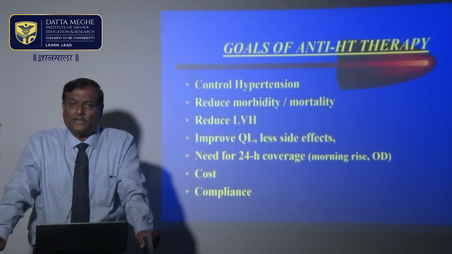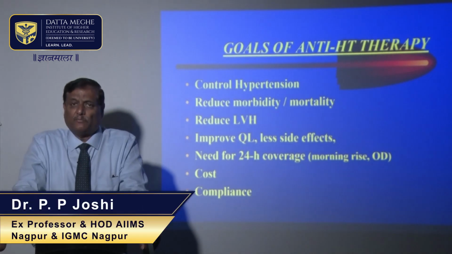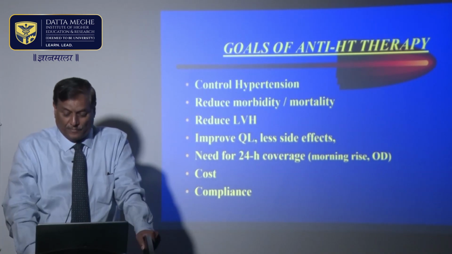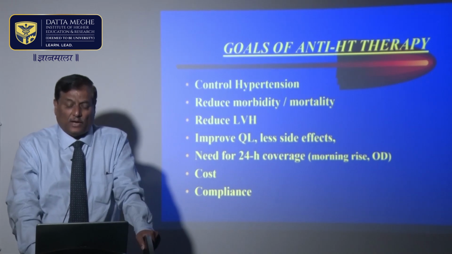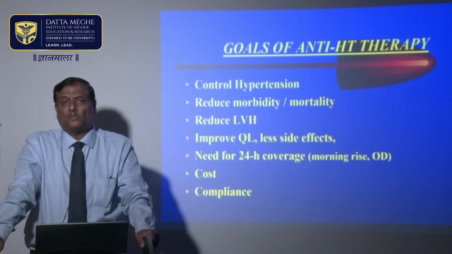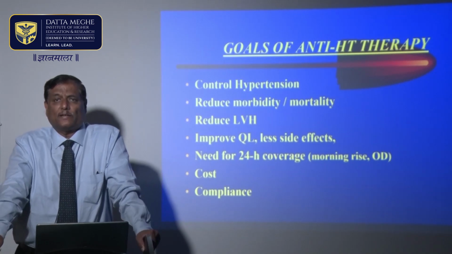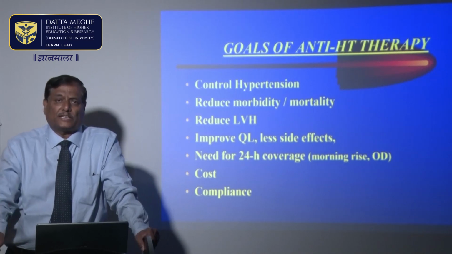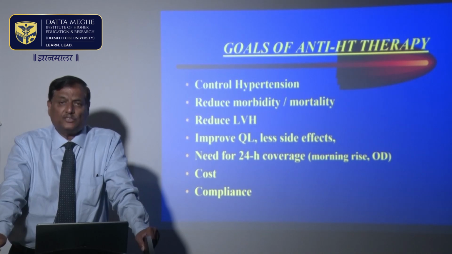So the goals of antihypertensive therapy are not only to control blood pressure, but to reduce mortality and morbidity due to complications of hypertension, reduce left ventricular hypertrophy, and improve quality of life so that patients have fewer side effects, and need to have 24-hour coverage. We know that there is a morning surge of blood pressure. The majority of heart attacks and paralytic strokes occur between 6 a.m. and 12 p.m., because the blood pressure surges as a part of the circadian rhythm. The blood pressure is maximum in the morning hours, and that needs to be covered.